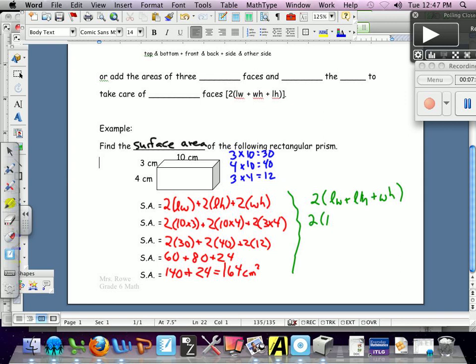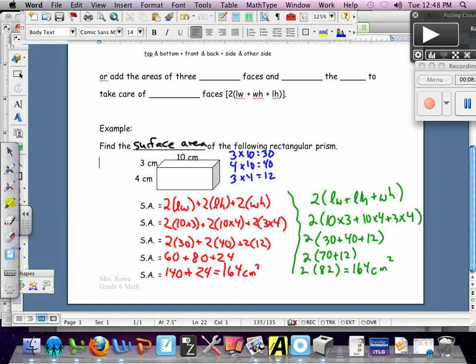I'm done. Plus 10 times 4, plus the 3 times 4. So I'm going to double the sum of the 30, the 40, and the 12, which means I'm going to double 70 plus 12, or double the 82 to get the 164 centimeters squared.